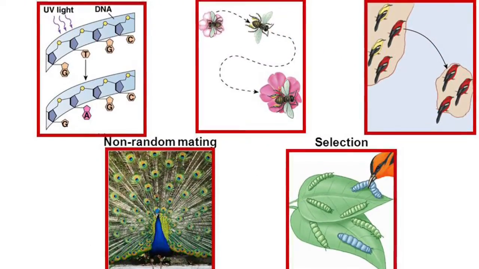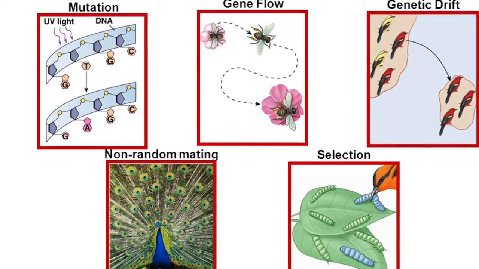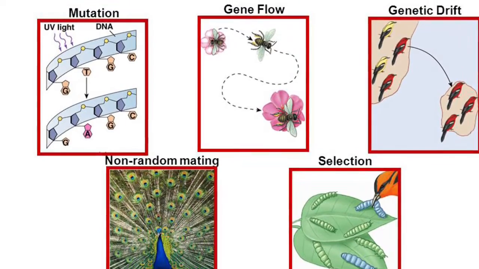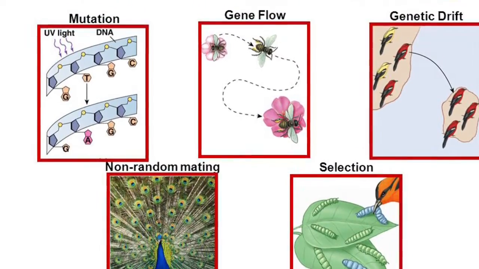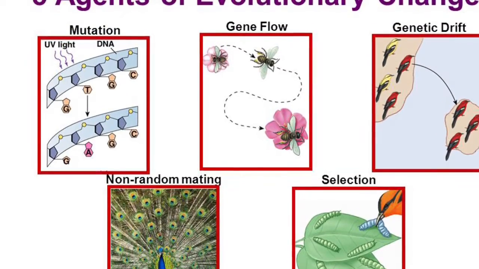Evolutionary change is the change in the gene pool of a population from generation to generation by such processes as mutation, natural selection, gene flow, non-random mating, and genetic drift.